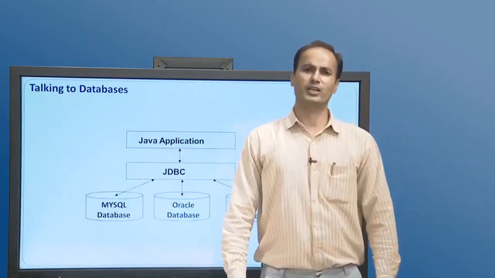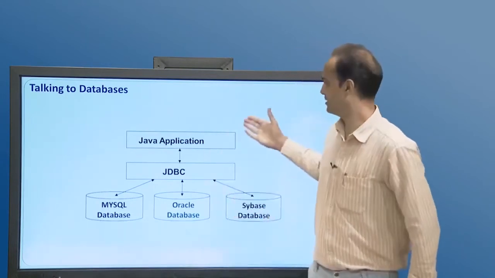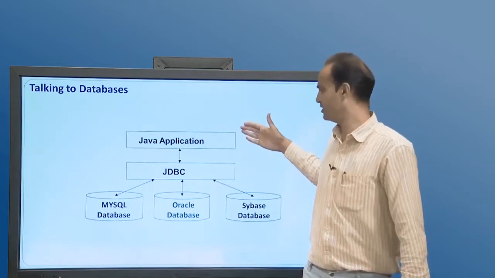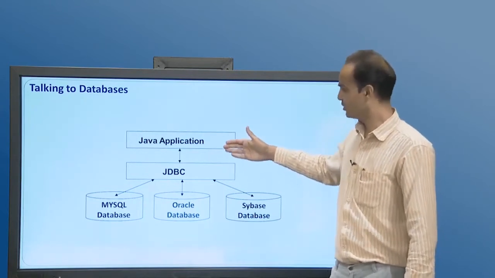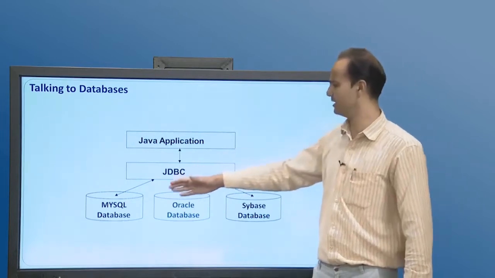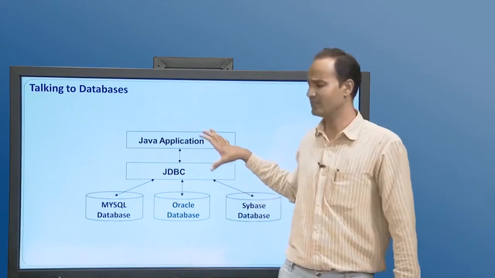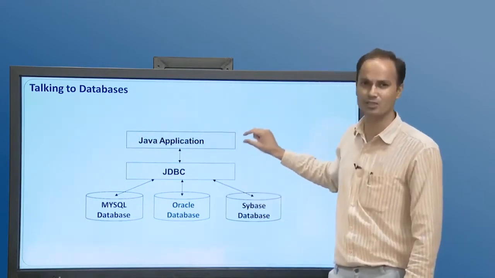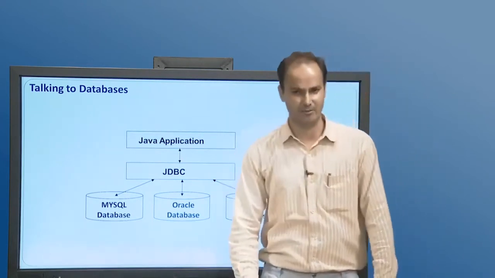Now when we are talking about database connections with a Java application, at the topmost level, the application level, there is a Java application. The Java application uses the JDBC API to establish connections with the underlying database. There could be different databases, maybe MySQL, Oracle, Sybase, and others. So in the common architecture, the Java application uses the JDBC API to establish connections with the underlying database.